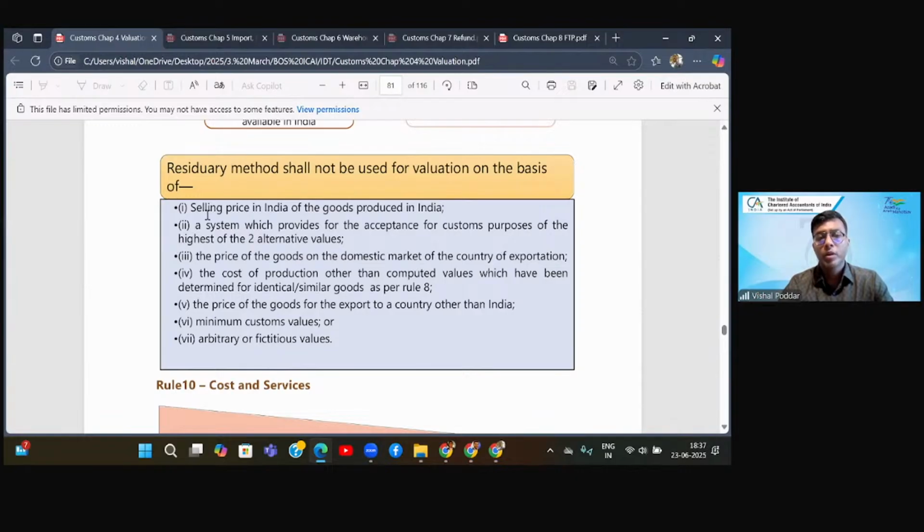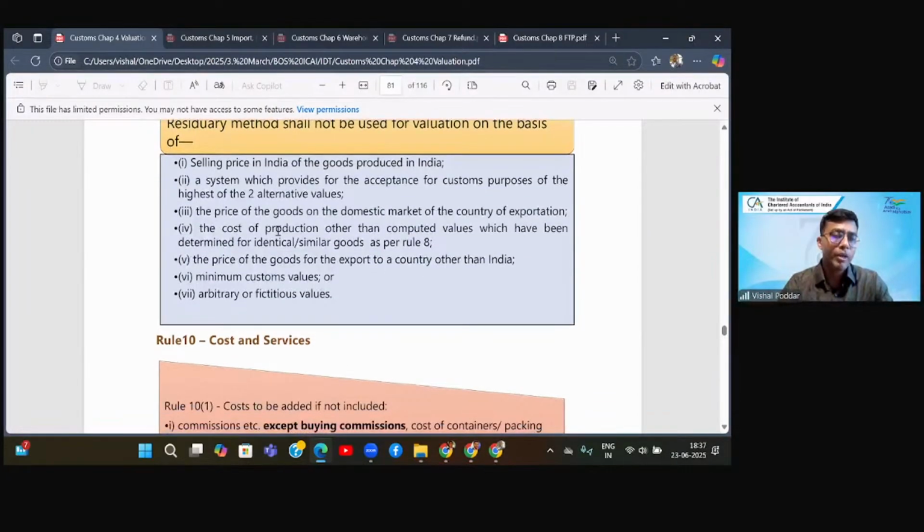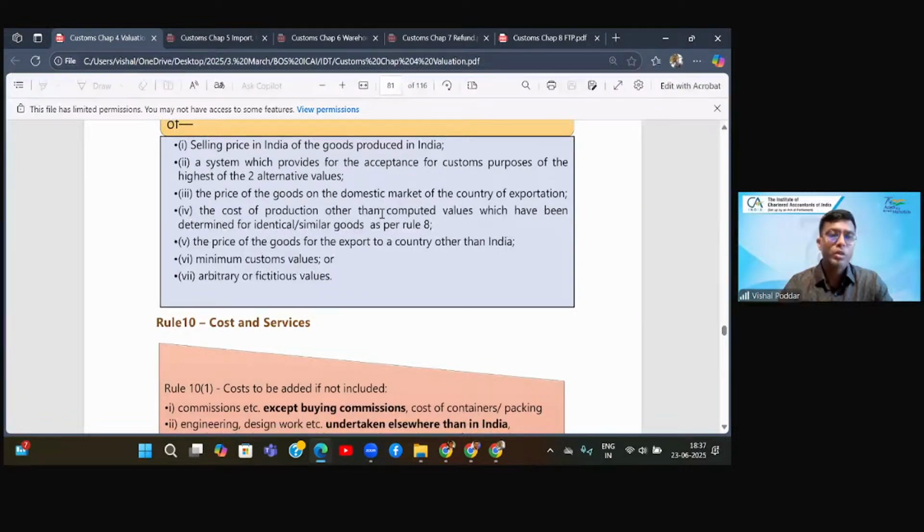So what cannot happen? You cannot take the selling price in India of the goods produced in India. See, we want international transaction, you want international price. So you cannot take Indian price of Indian goods. Second, the residuary method should not be such that the system will provide you to take highest of the alternative values. So if you are having alternative values, the residuary method should not ask you to take the highest of the value. Next, again under this method, you will not take the price of goods when they are sold in India, because we do not want domestic market price, we want the international price.